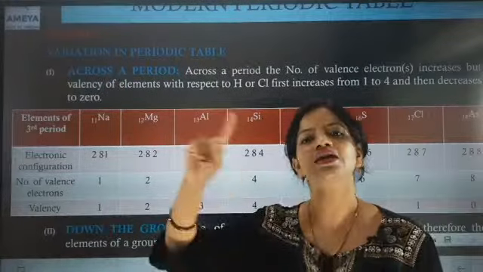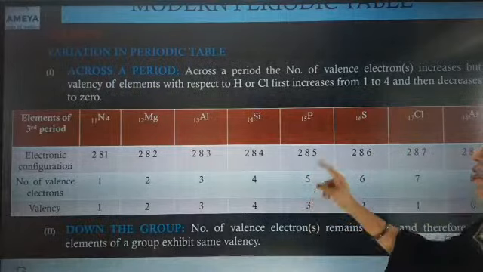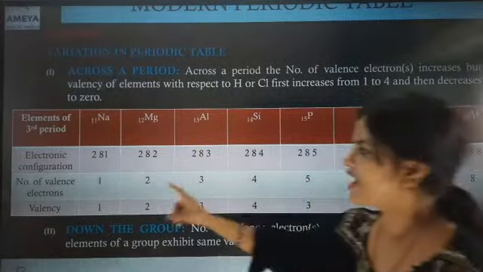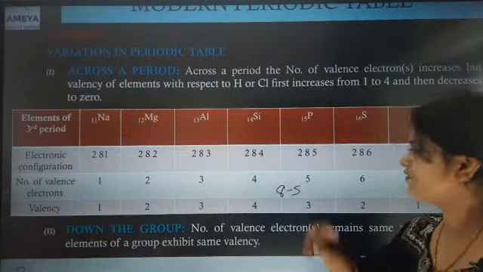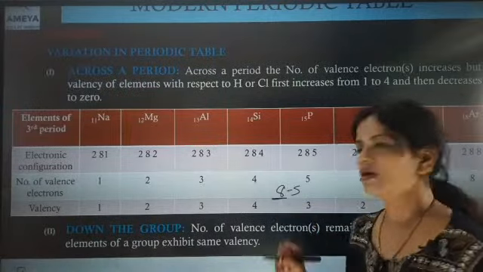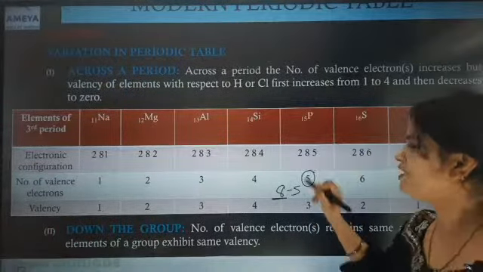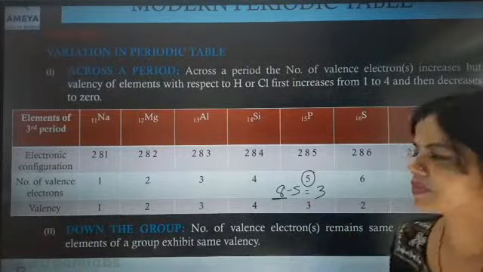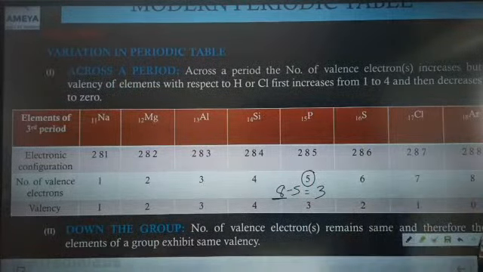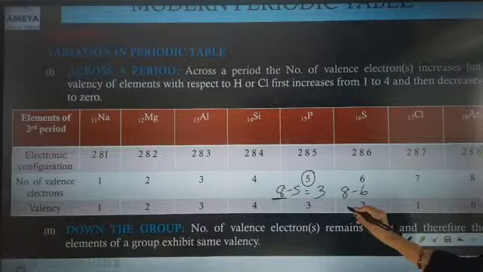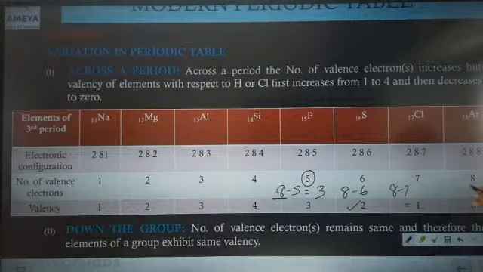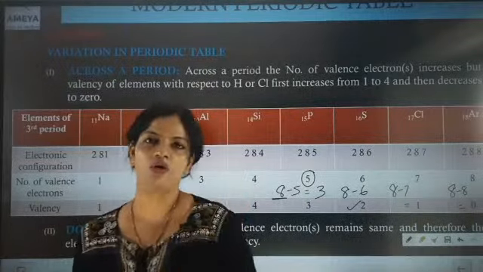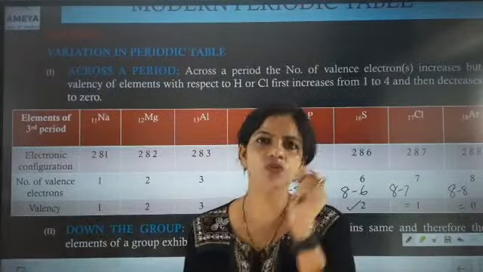But when the valence electrons in the outermost orbit exceed 4, then the rule is 8 minus the outermost orbit electrons. For 5 it will become 3. For 6, 8 minus 6, valency 2. For 7, 8 minus 7, valency 1. For 8, 8 minus 8, valency 0. This is Lewis law. If they ask, you can answer this question.